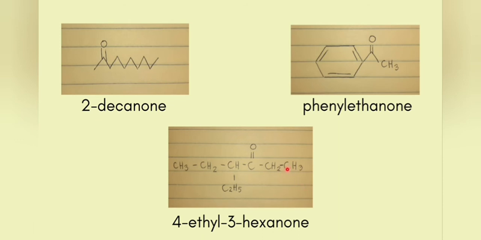And since there are 1, 2, 3, 4, 5, 6 carbons located on the parent compound, thus giving the name hexane. And E is replaced with ONE because there is a ketone group present. And the ethyl group is present on the 4th carbon as we count 1, 2, 3, 4. So this is the ethyl group. So 4-ethyl. And 3 because the ketone is located on the 3rd carbon. So 1, 2, 3, thus giving the name 3-hexanone.